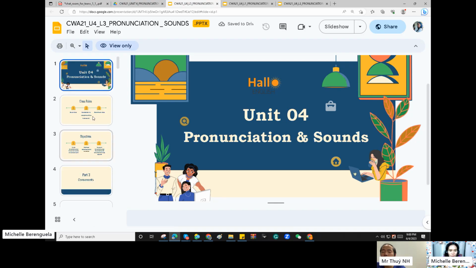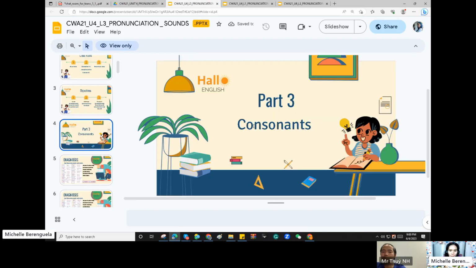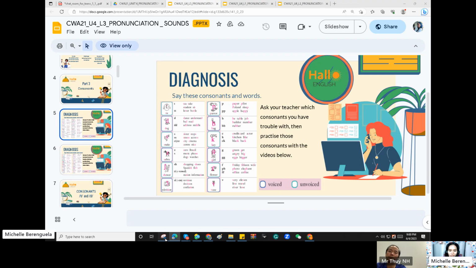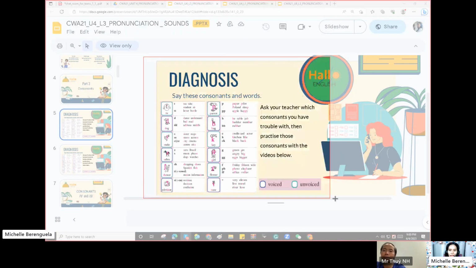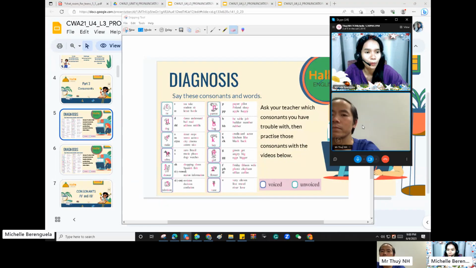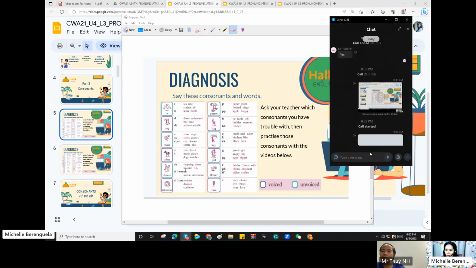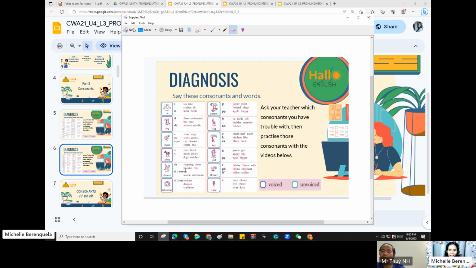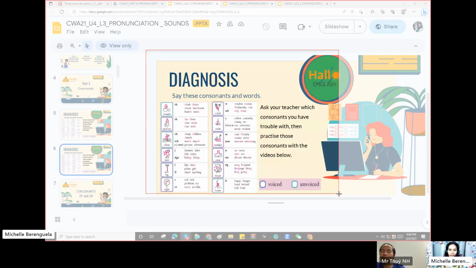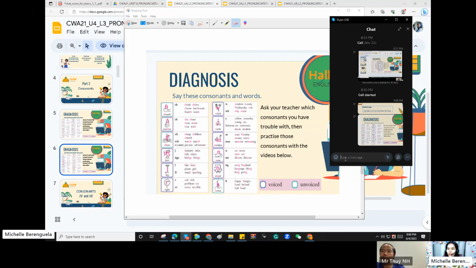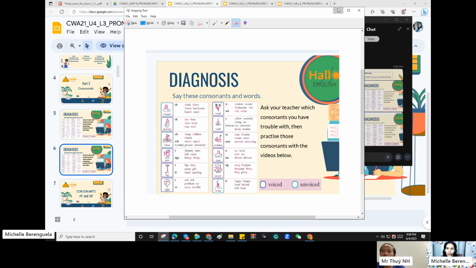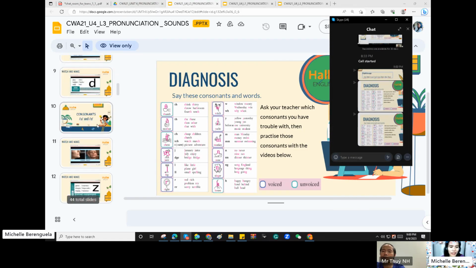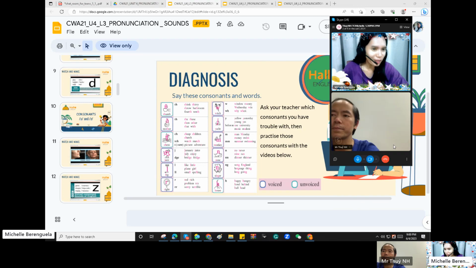Okay. So tomorrow we will learn about part three, consonants. Yeah, consonants. So I want you to practice, okay? I will send you these sounds and I want you to practice at home so that tomorrow we can learn quickly, okay? Yeah, so practice reading all the sounds.